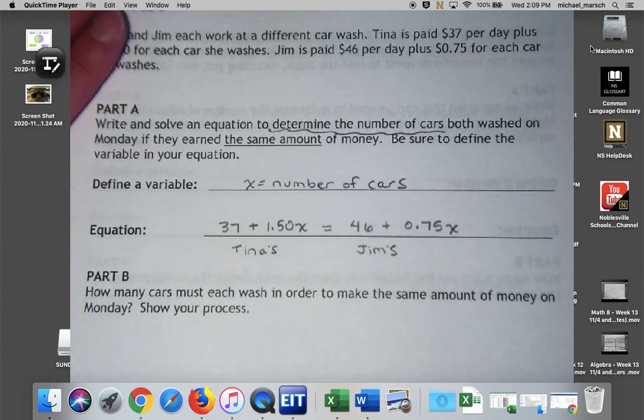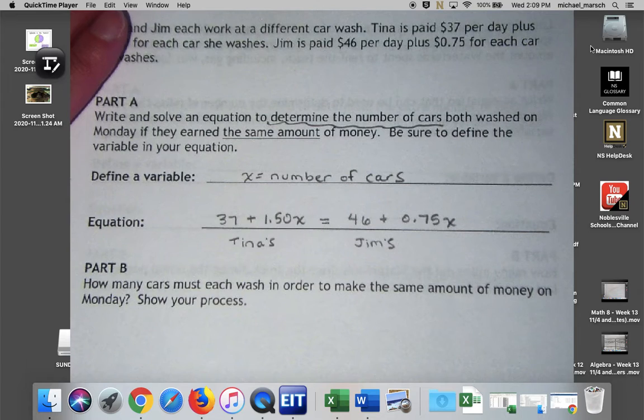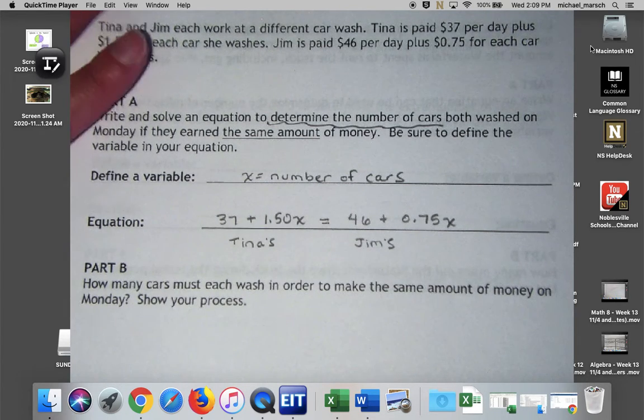Wouldn't it depend on how many cars they're actually washing? Exactly. So there's benefits to both scenarios. So we'll talk about that in a second.